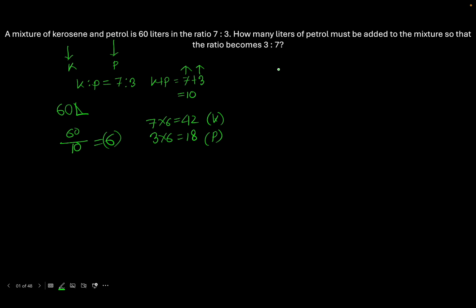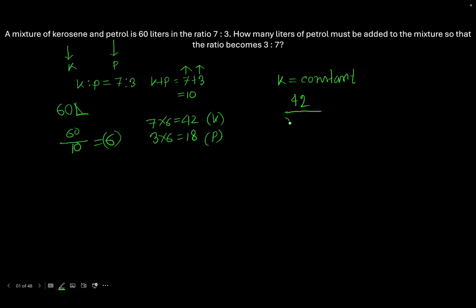So now the question wants that the ratio will be 3:7 and we need to add how many liters of petrol. So it's important that the kerosene is constant. We are not adding any kerosene in the mixture. So we got 42, so it will be same as before, but we need to add some extra amount of petrol that we don't know.